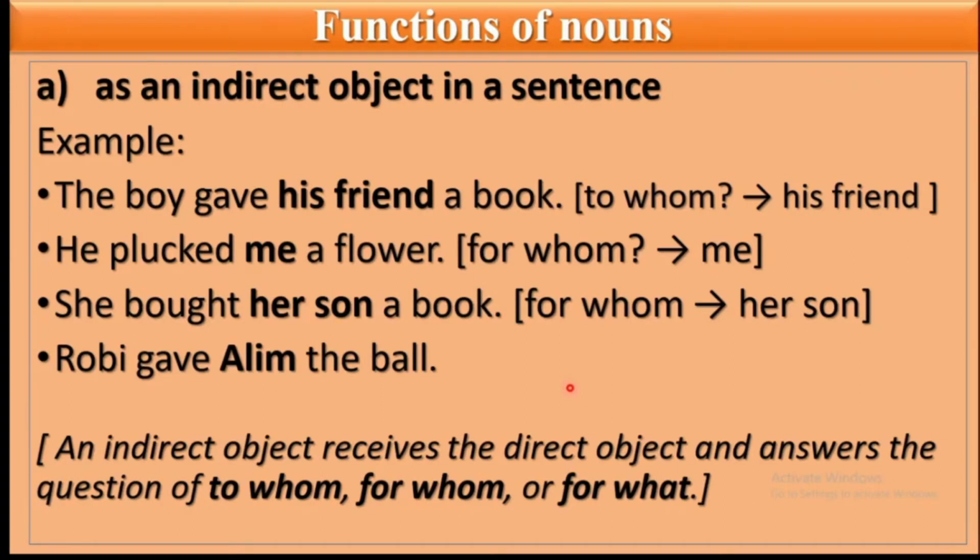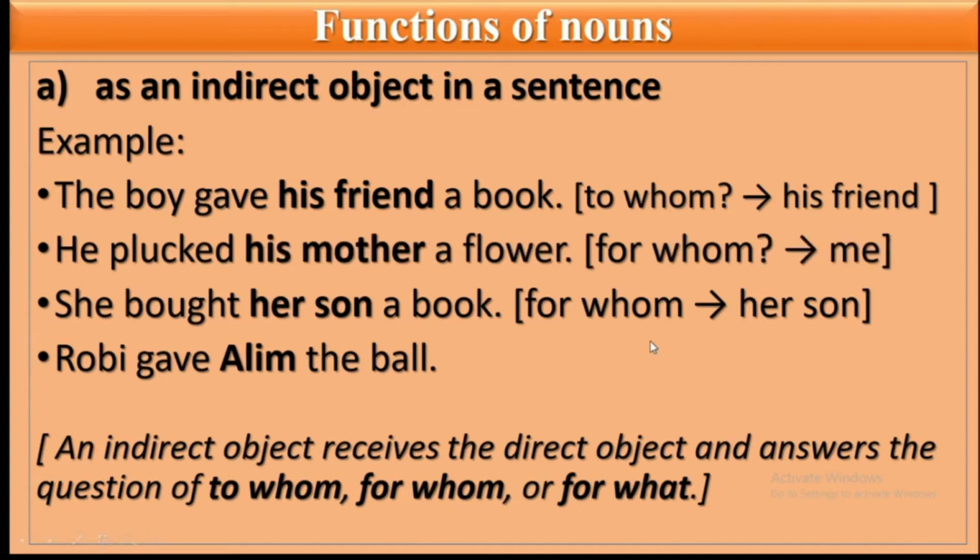We are now going back to the examples. The boy gave his friend a book. So what did the boy give? Of course, the boy gave a book. So a book in this sentence is a direct object, and I am now asking a question using to whom. So to whom did the boy give the book? Of course, the boy gave the book to his friend. So his friend in the sentence is an indirect object and it's a noun.